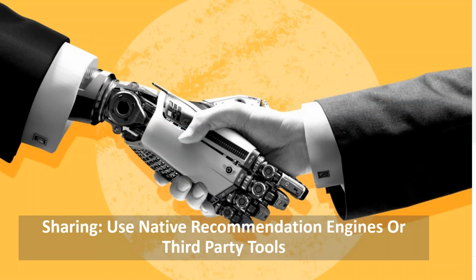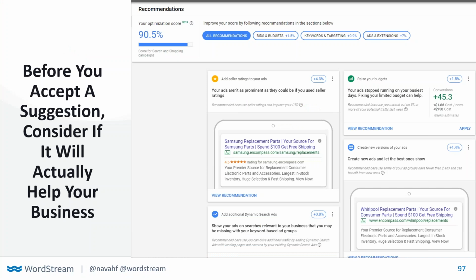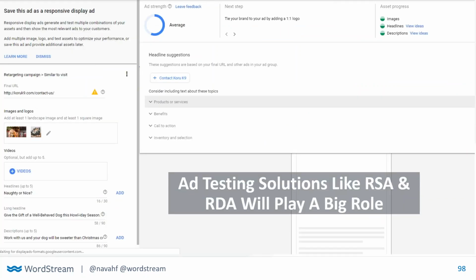If you share, you are likely going to be using native recommendation engines or third-party tools. The 20-Minute Work Week is getting a shout out here, but it is important to note, before you accept a suggestion, consider if it will actually help your business. It is also important to note that ad testing solutions like responsive search ads and responsive display ads will play a big role.